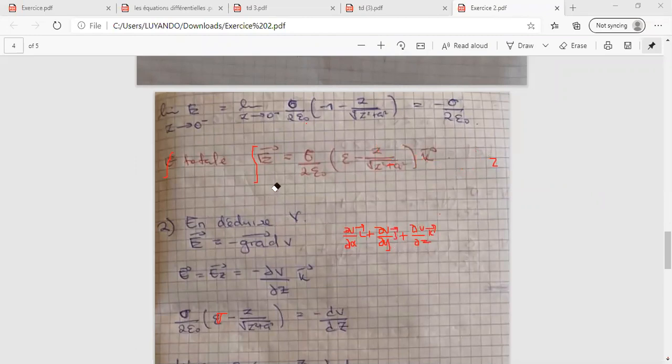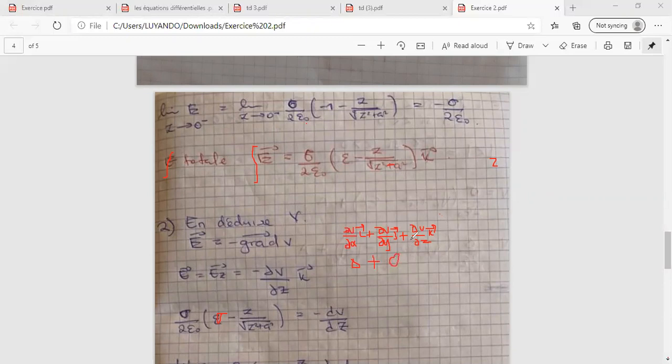So I know that E is equal to negative grad of V. I introduce a negative here because we do not have it here. So here it is 0, because we do not have it in the direction X, and we also do not have it in the direction Y, but we have it in the direction K.